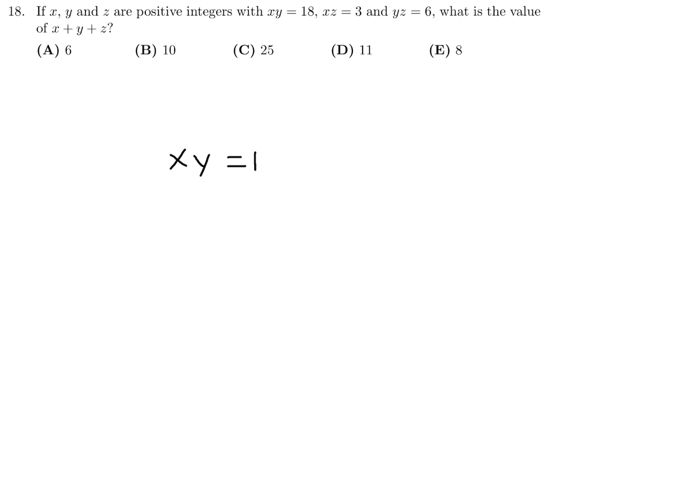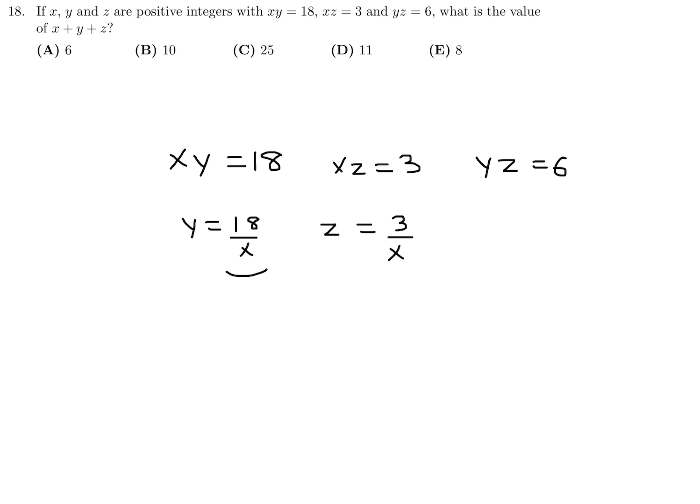xy is equal to 18, xz is equal to 3, and yz is equal to 6. So if you were to isolate for y, you get 18 over x. Isolate for z, you get 3 over x. And now we can substitute these two into here. So yz would be 18 over x times 3 over x, and that is equal to 6.